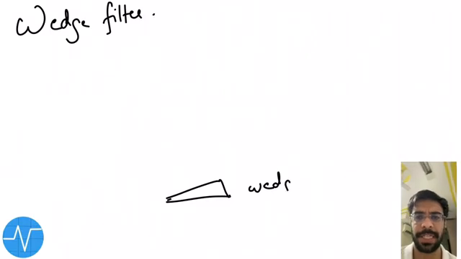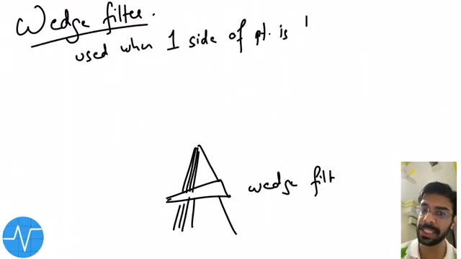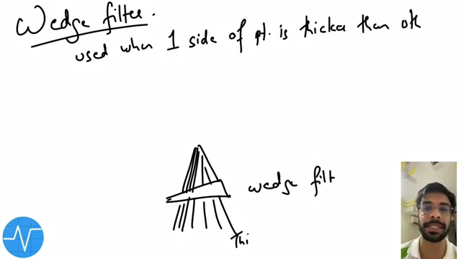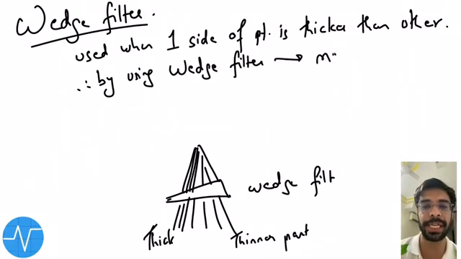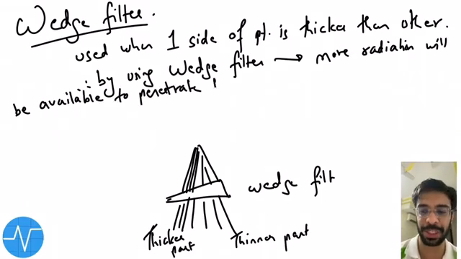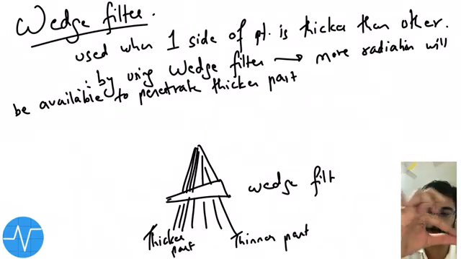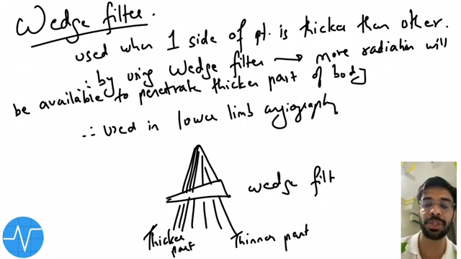One type of filter is the wedge filter. What is it? It is used when one side of the patient is thicker than the other. There we use this wedge filter. Why? Because more radiation will be available to penetrate that thicker part. It is used especially in lower limb angiography. See the wedge shape of the filter. In the thinner part there is less radiation and in the thicker part more, therefore it is used to penetrate the thicker part of the body.